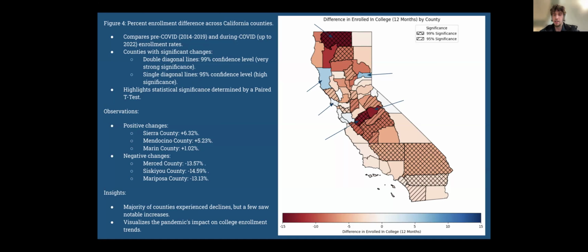And then using this data, we conducted a paired t-test, which determines which counties were statistically significantly different. And you can see that by the dashed lines, with the double dashed line and the single dashed line showing the 99% and 95% confidence intervals.